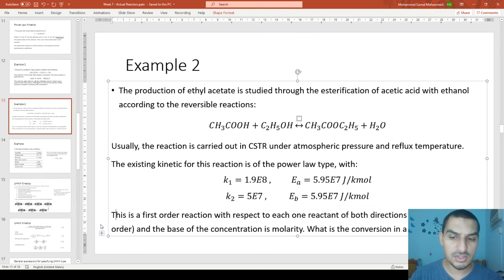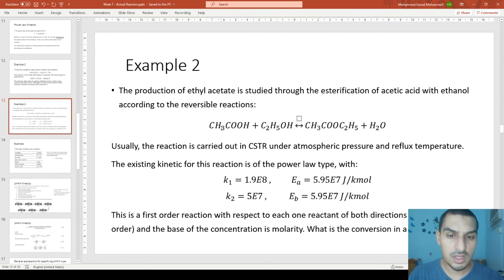This means that the reaction is first order with respect to ethanol and acetic acid in the forward direction, and first order with respect to water and ethyl acetate in the backward direction. Just to be aware of what we're going to do, we're going to consider this as two reactions, not just one. The first reaction is the forward reaction, and the second is the backward reaction, and each one is going to be defined separately.